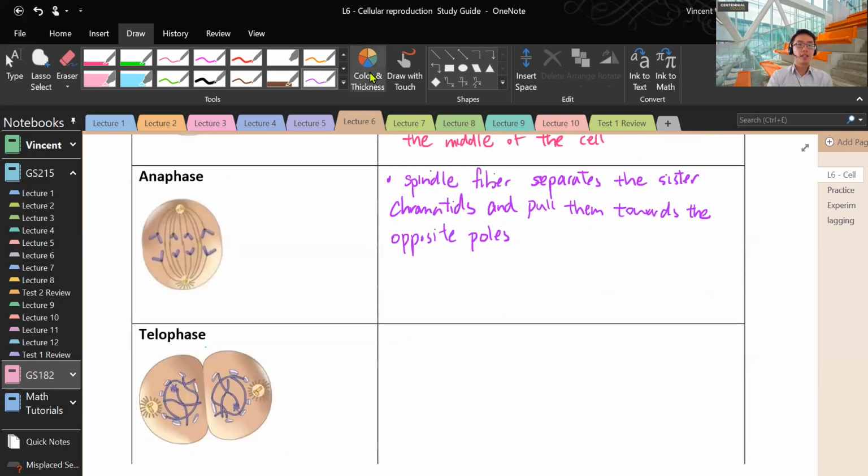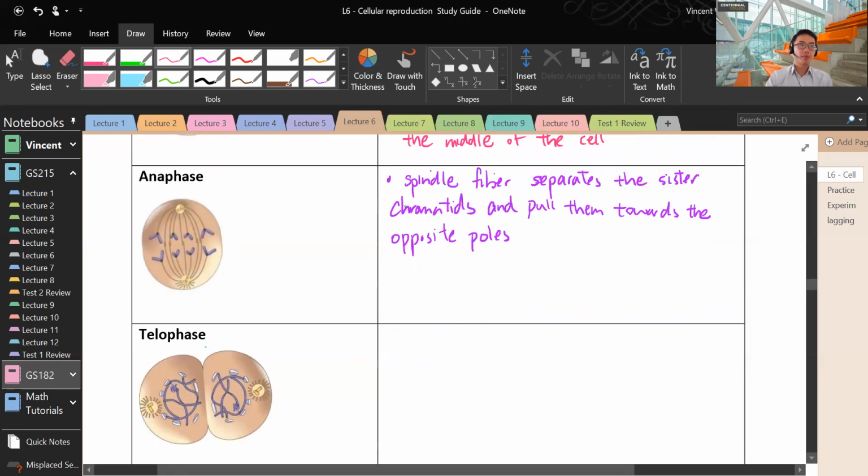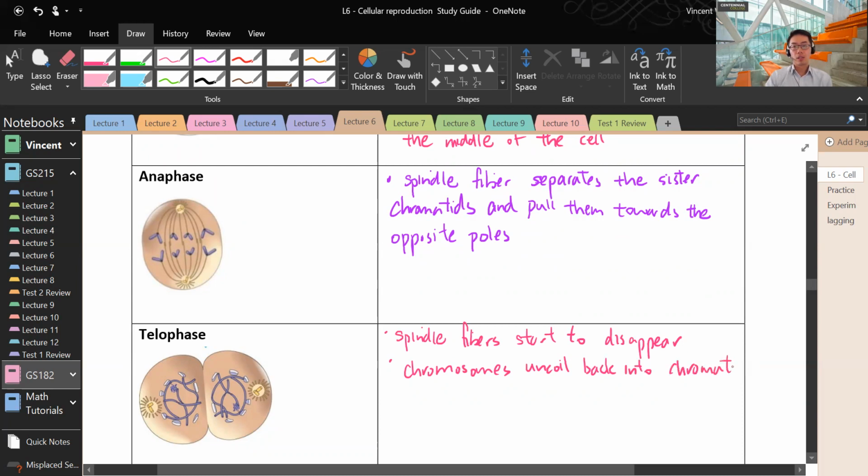And then finally, we have telophase. Telophase is backwards of prophase. So everything we wrote down in prophase, we just write backwards here. Spindle fibers start to disappear. Chromosomes uncoil back into chromatin. The nuclear envelope reforms.